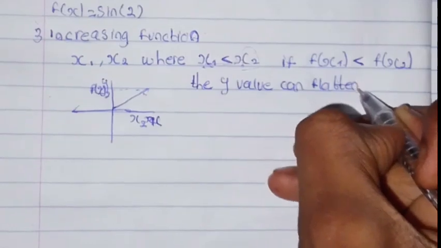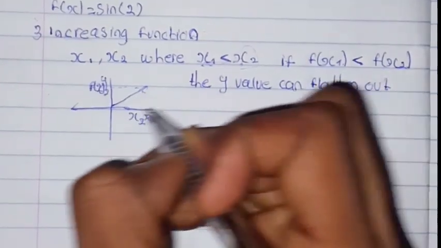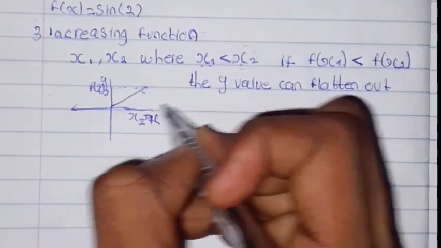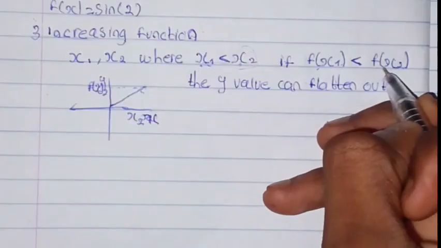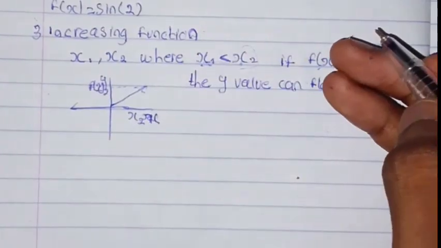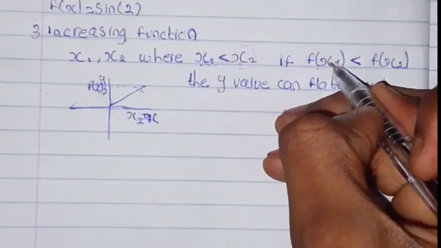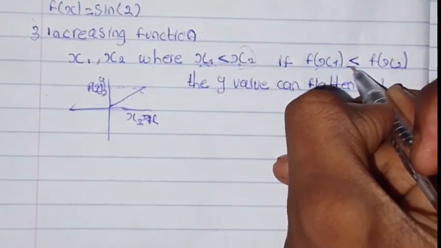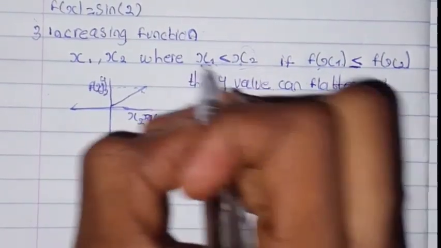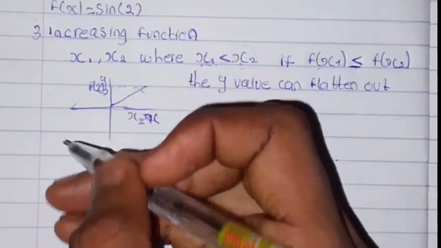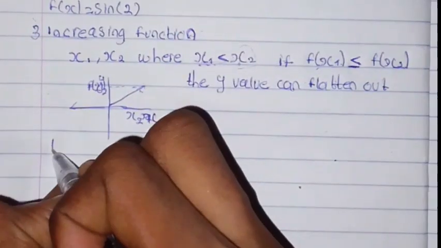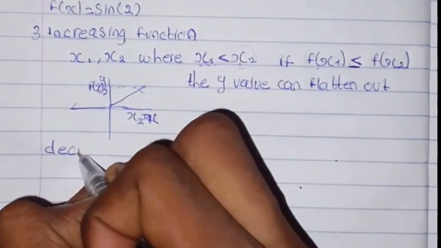So that's going to change our mathematical expression. For the y value to flatten out, f of x1 and f of x2 can remain the same for certain values of x1 and x2. So we can say that f of x1 will be less than or equal to f of x2. This is what defines an increasing function. Then it is the direct opposite for a decreasing function.